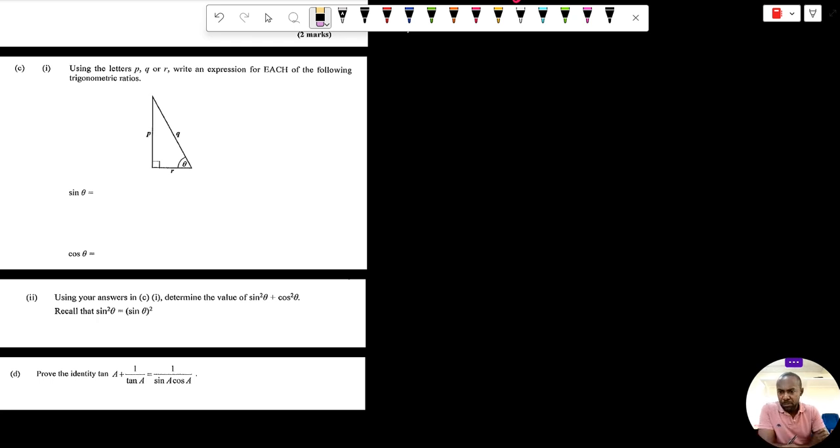Now, part C shows us a right angle triangle with sides P, Q, and R. We can see that the side P is opposite the angle theta. R is adjacent to the angle theta, and of course it means that side Q would be our hypotenuse, right? Now, they want us to obtain expressions for each of the following trigonometric ratios: sine theta and cos theta.